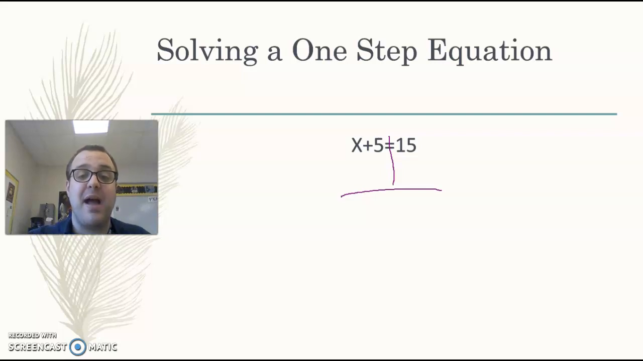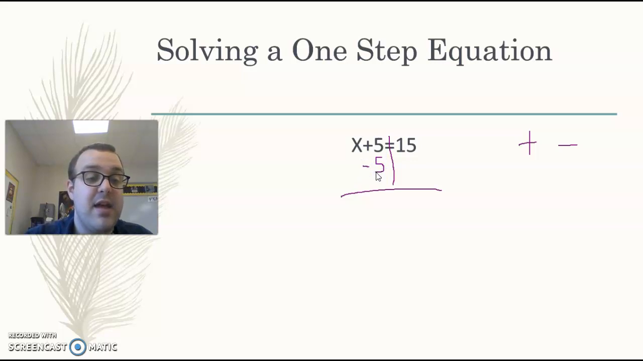So the thing that's with my x right now is this plus 5. So basically, I want to ask myself, how do I get rid of a plus 5? And that's where we start thinking about our inverse operations. What is the opposite of adding something? Well, the opposite of it would be subtracting. Those are the inverses of each other. So what I'm going to do is subtract 5 from over here to get the x by itself.